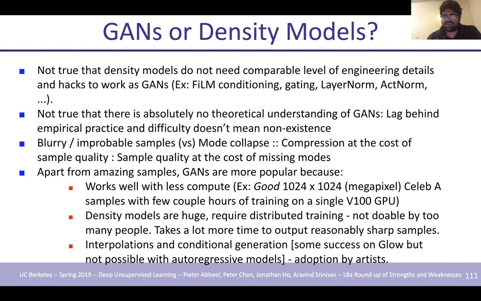So this leads to adoption by people who are more interested in art and fine tuning to interesting artistic data sets, which are not particularly machine learning relevant. And that's one of the other reasons why GAN has picked up a lot.